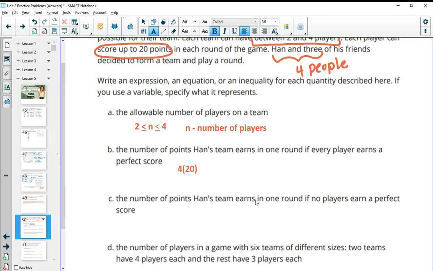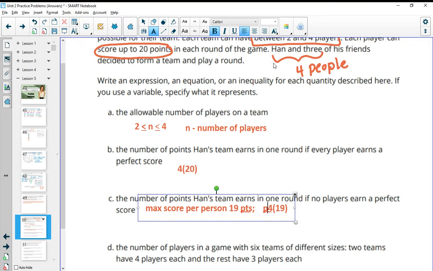C, the number of points Han's team earns in one round if no player earns a perfect score. So I would say here that your max score per person is 19 points, right? Since nobody can get a perfect score. So then an expression for this would be 4 times 19. So your score or your points needs to be less than or equal to 4 times 19. And then P being the number of points scored.